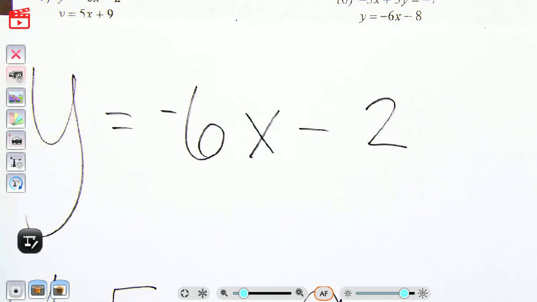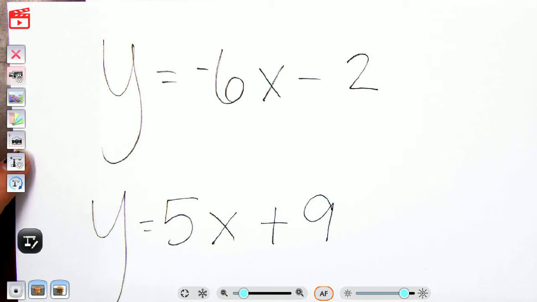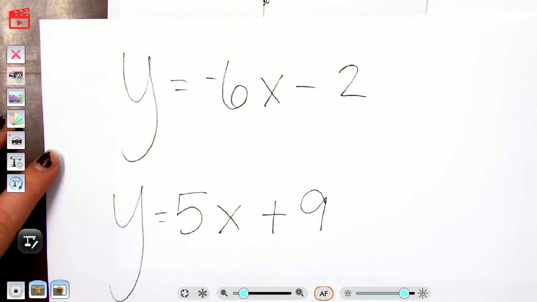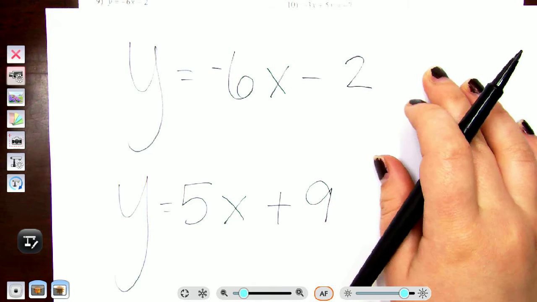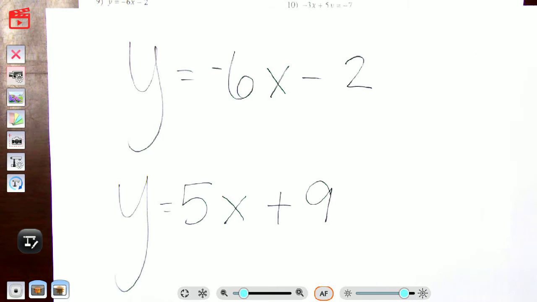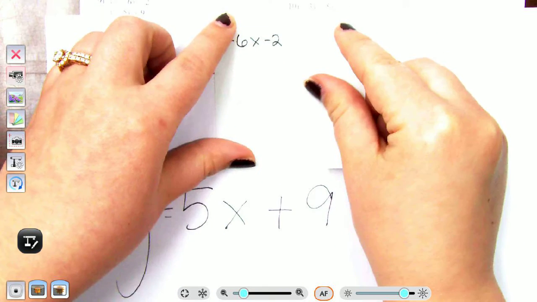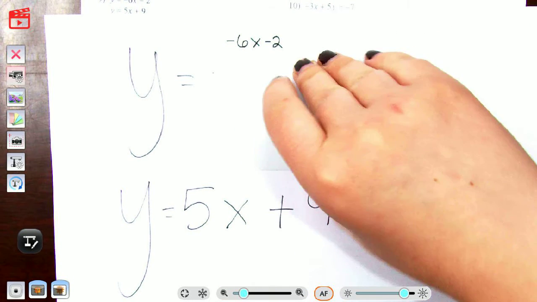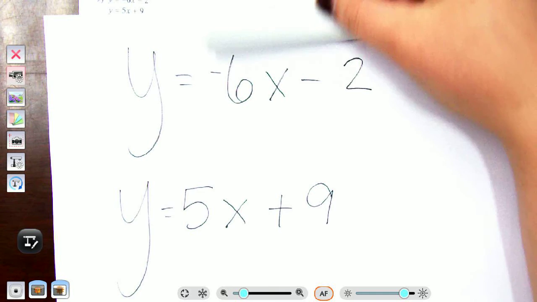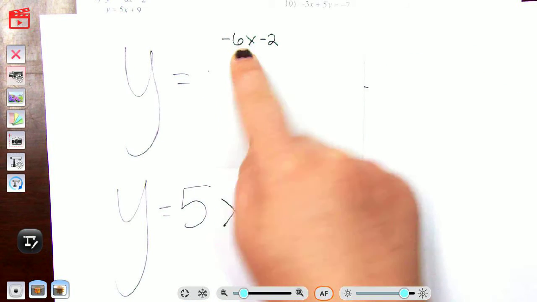I wrote this so big I have to zoom out. Okay, there it is. So y is negative 6x minus 2. So I'm just going to cover this up. I hope we can all agree that negative 6x minus 2 is the same thing, right? All I did is I copied down the number. So y is equal to negative 6x minus 2.